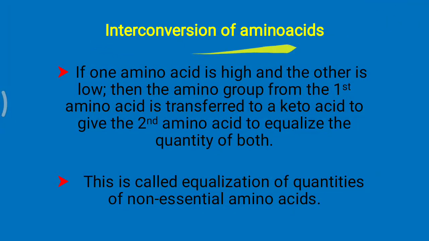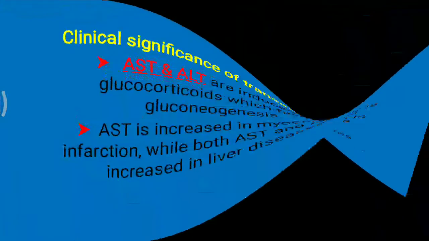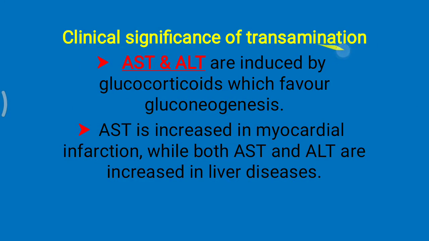Now for the interconversion of amino acids: if one amino acid is high and the other amino acid is low, then the amino group from the one amino acid is transferred to a keto acid to give rise to a second amino acid, or to equalize the quantity of both. So interconversion of amino acids is an important reaction, and its basic purpose is to maintain the amino acid level, of all amino acids, in the blood. This is called equalization of the quantity of non-essential amino acids in the body, and it is possible with the help of this transamination reaction. So that's all about the biological significance.